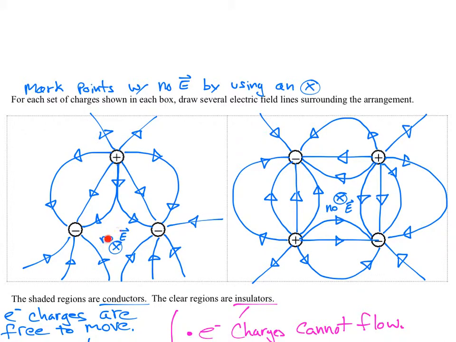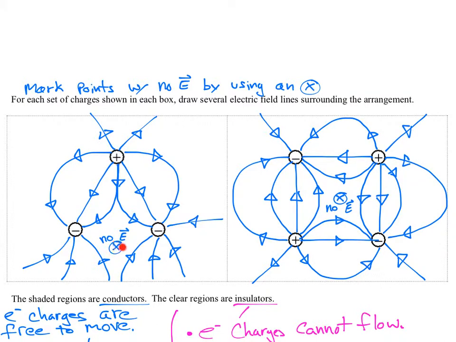There's no E field somewhere here in the middle, and notice that this point is a little bit offset from the actual center between these two charges. The reason this is offset is because of this positive charge here. A positive test charge, if you placed it right here, would be attracted to both of those. That would cancel out. But a positive test charge here would be repelled by this. It would be repelled down, and so it would move down.